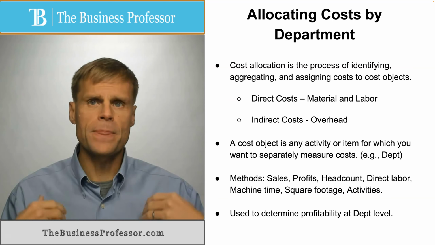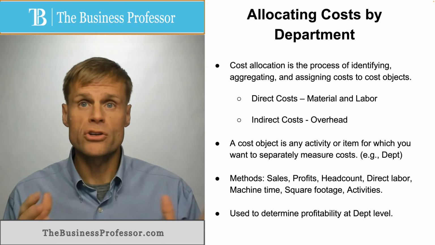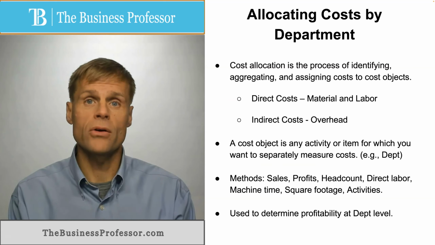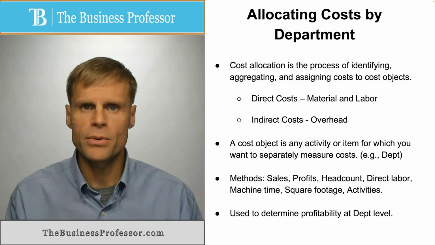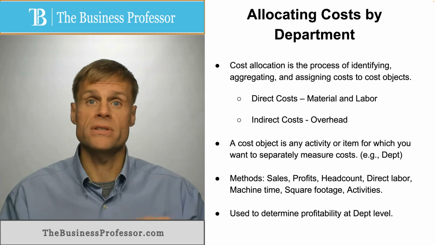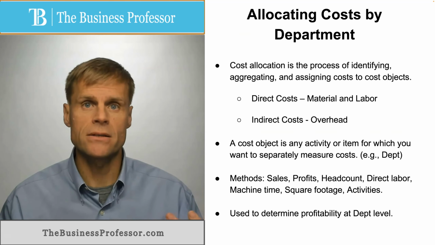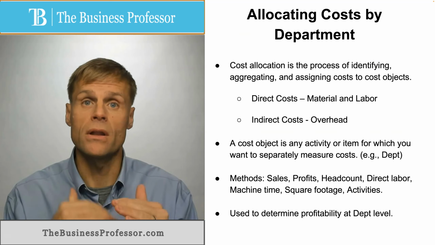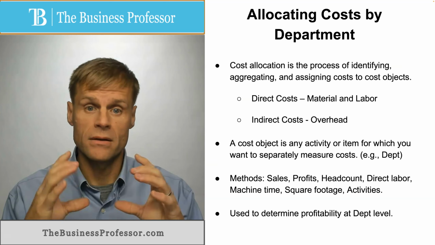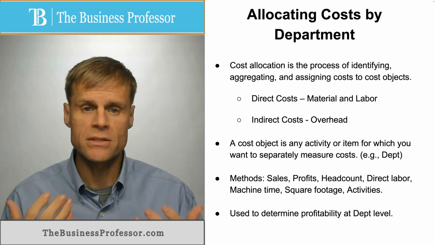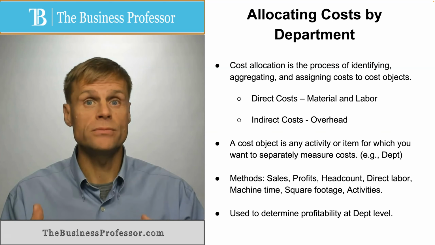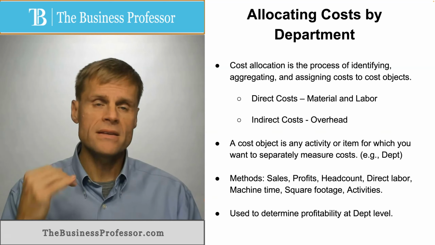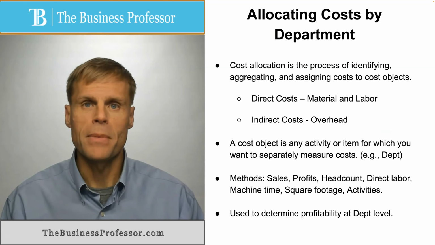Okay, and ultimately what you're trying to do here is determine the total profitability at the department level. If it's not an income producing department, then you're trying simply to identify the extent to which it is using resources or the losses that accumulate within that department. If it is profit producing, you're trying to see the extent to which it is profitable, if at all. So this is allocating costs by department.